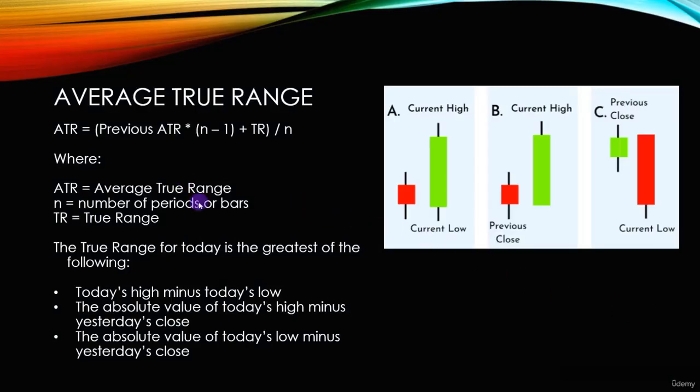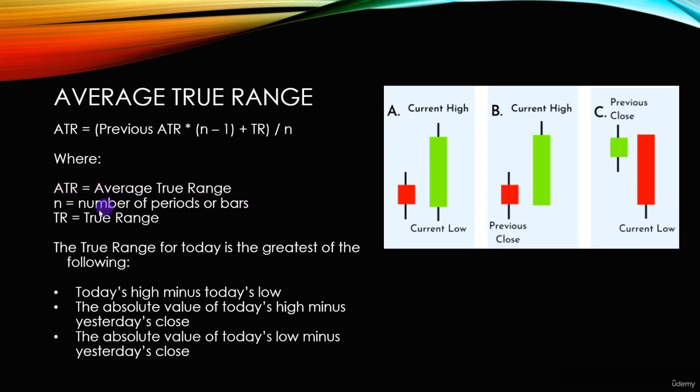The second volatility indicator is the average true range, or the ATR. So it's computed using this formula: the previous ATR times n-1 plus the true range, divided by n, which is the number of periods or bars or candles that you are considering. So this is the length of the period you want to consider in the past to compute your indicator.